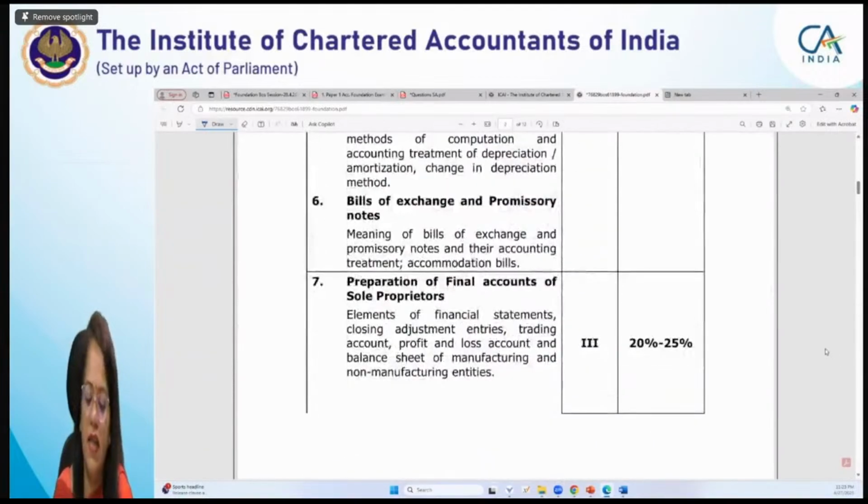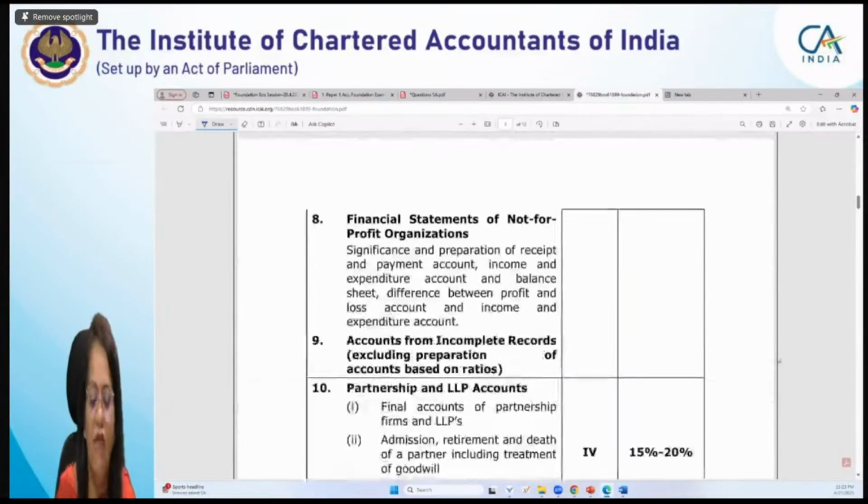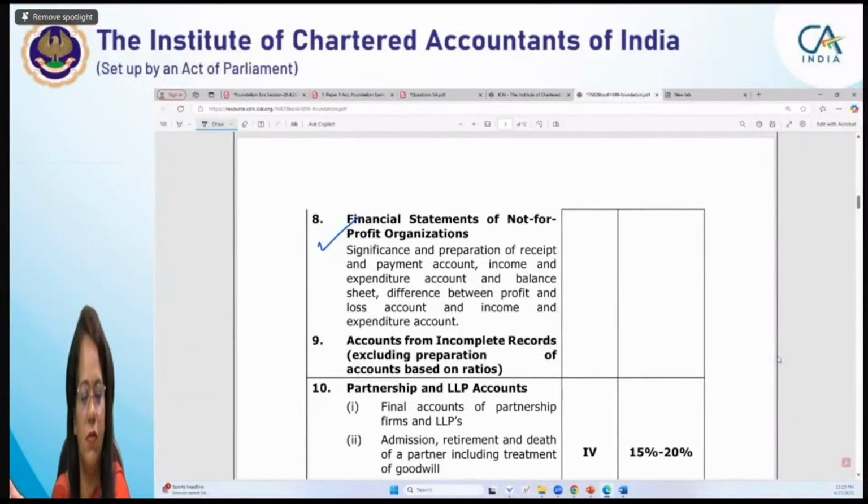All right. Then we have section 3, which pertains to preparation of final accounts of a sole proprietor, where we have closing adjustments, how to prepare the financial statements: manufacturing, trading, P&L, balance sheet, how to tally the balance sheet, and how to prepare the balance sheet of manufacturing and non-manufacturing entities. Then we cover financial statements for non-profit organizations, how to prepare income and expenditure and receipt and payment account, how to prepare receipt and payment from income and expenditure, as well as vice versa.